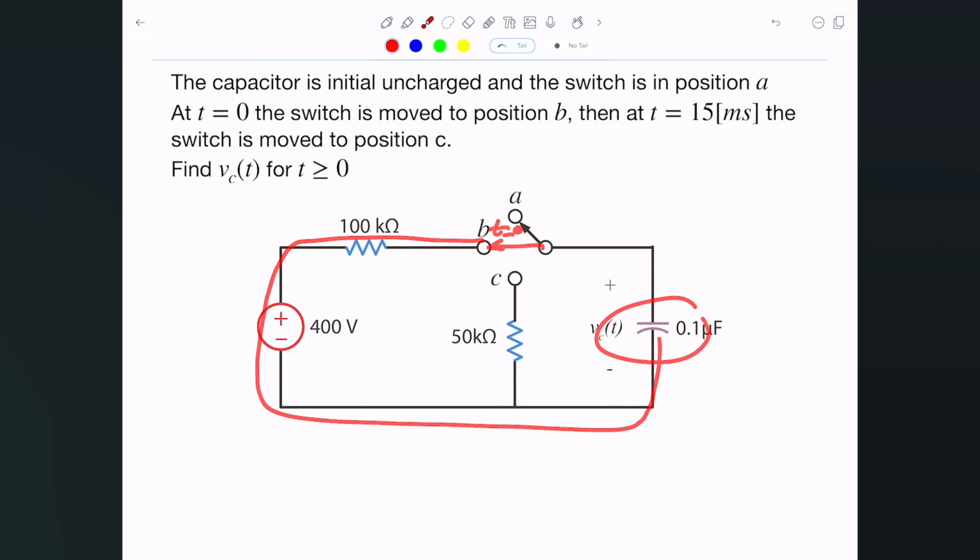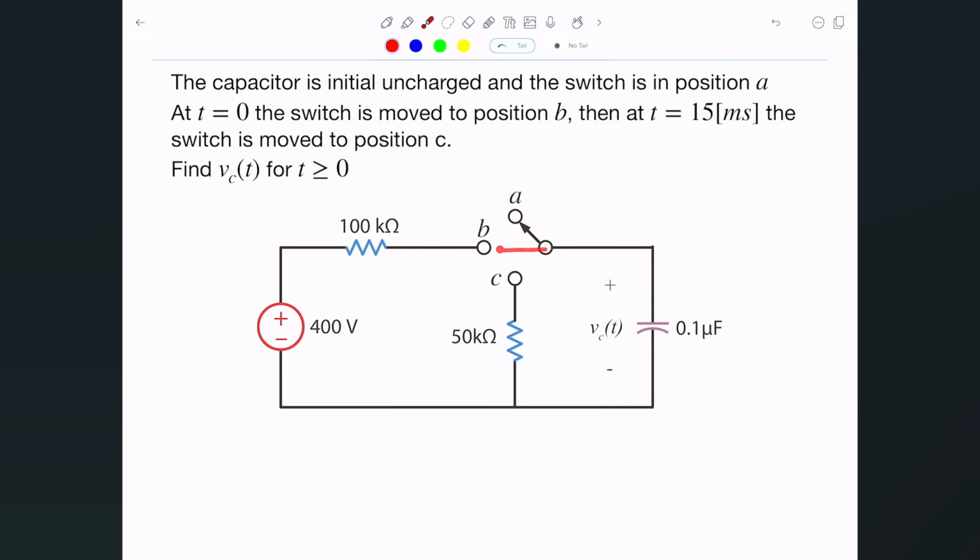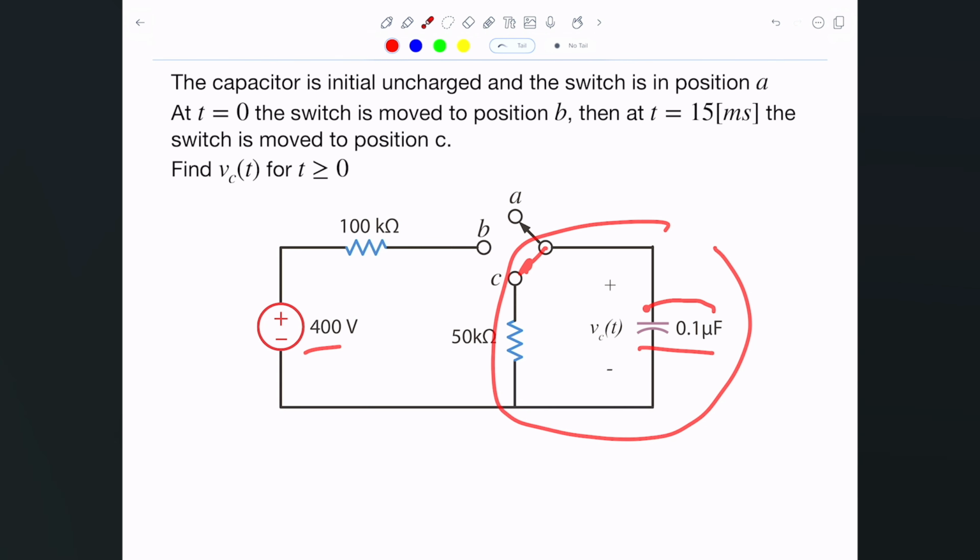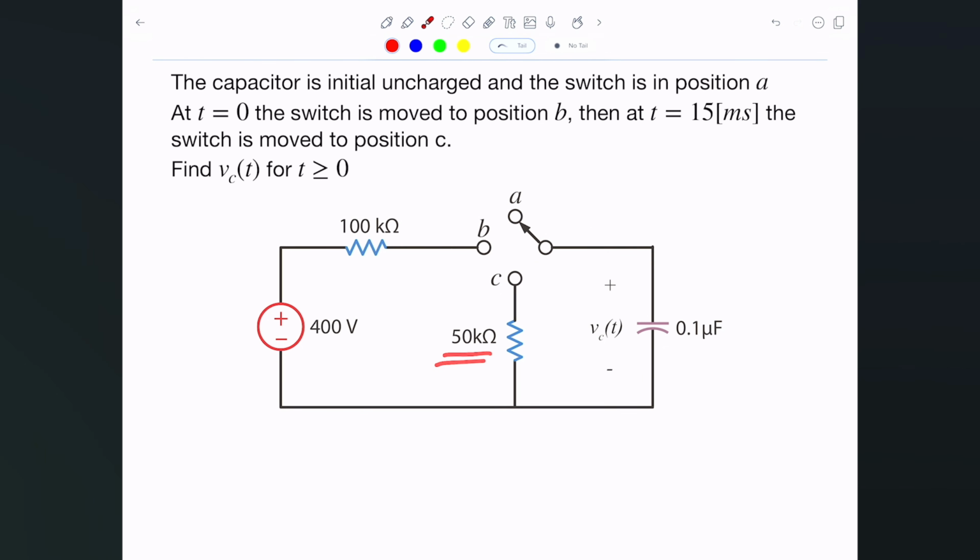Then after 15 milliseconds, the switch goes from B to C. At C, you're left with this circuit, which is simply a natural response of this RC circuit. Whatever charge the 400 volts gave to that 0.1 microfarads will start giving off to the 50 kilo ohms. We're being asked to compute the voltage across this capacitor, and we can also sketch it.